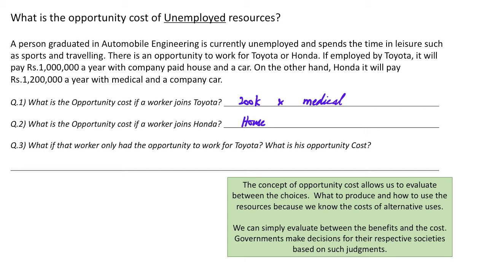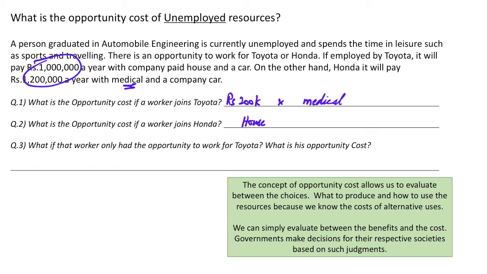So if he decides to go for Toyota, the difference in monetary terms is that he loses about 0.2 million, which is about 200,000 rupees. That's his opportunity cost. Plus, he doesn't get the medical that he could have gotten. However, if he chooses to work for Honda, he is only giving up a company-paid house.